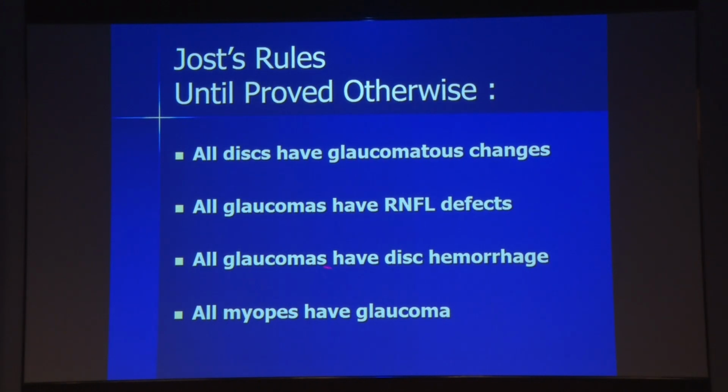Then all glaucomas have disc hemorrhage. As I said, look out and rule out disc hemorrhage rather than the disc hemorrhage staring at you. And last but not the least, all myopes have glaucoma. Every myope, suspect glaucoma; rule out glaucoma in all myopes. These are the Jost rules.